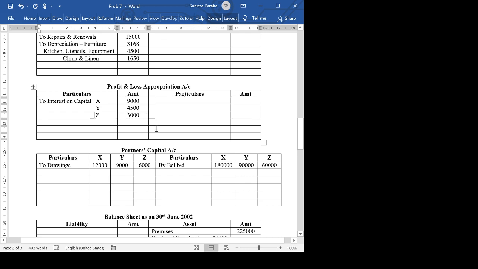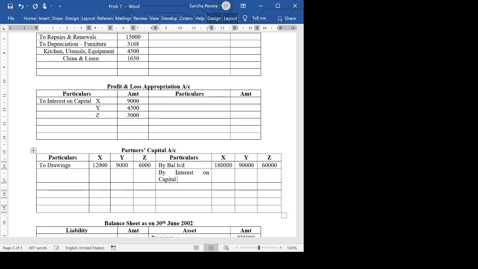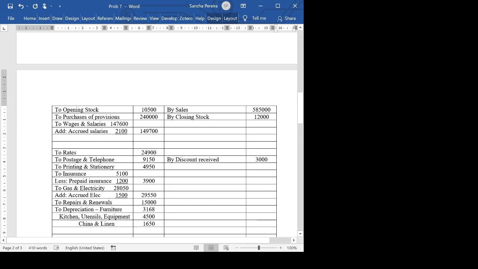All payments made to the partners are shown in the profit and loss appropriation account and adjusted either in their capital account or the current account. So this is going to be an income. By interest on capital comes to 9,000, 4,500, and 3,000. Any questions with regard to this?